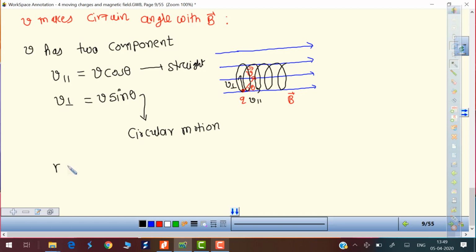The radius of the helical path is determined by the perpendicular component, that is m v sin theta upon q B. So this will determine the radius of the helix. The periodic time is 2 pi m upon q B. It doesn't depend on velocity. Who will decide the radius? V sin theta.